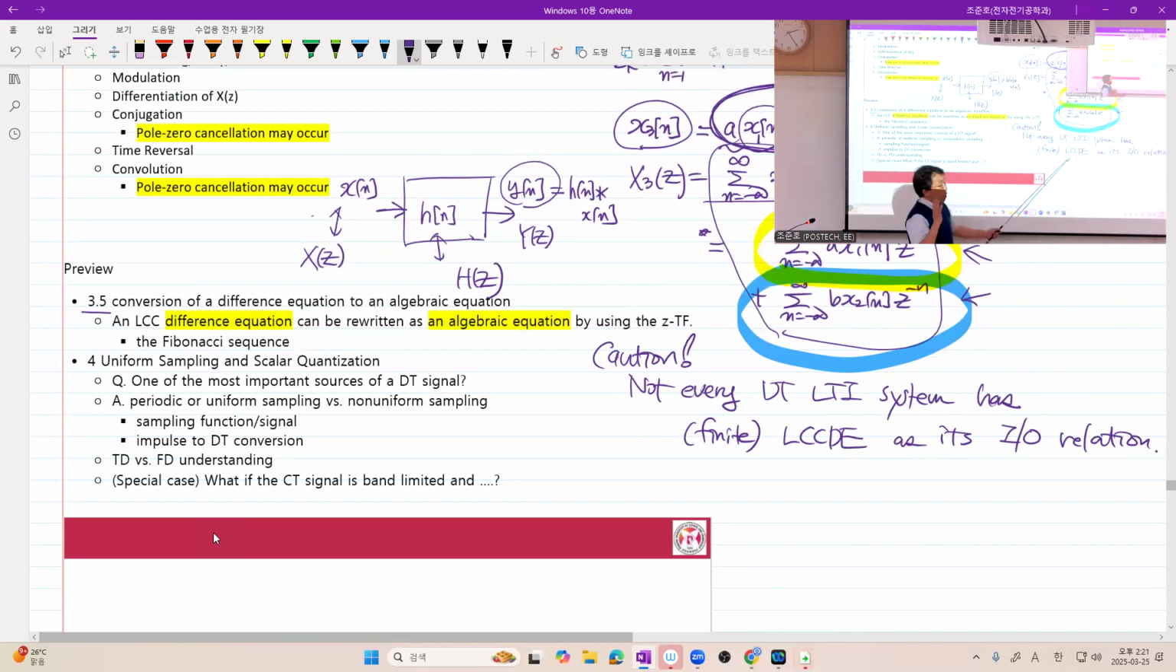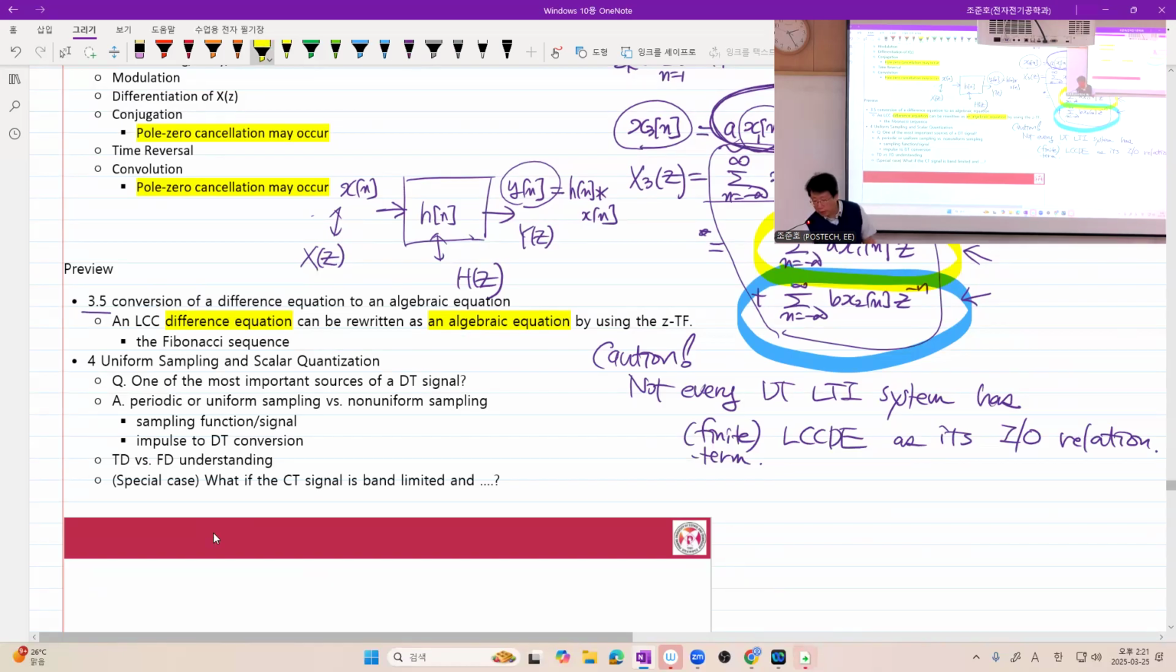As I told you, some people have a very wide sense, 광의의 넓은 의미의 definition on the linear constant coefficient difference equation. So they may have infinite terms, infinite summation. However, as I told you, most of the people don't accept that one, but have a narrow sense, 협의의 definition on LCCDE. So if it's confusing, I will like this one. So finite means finite term, LCCDE. Got it?